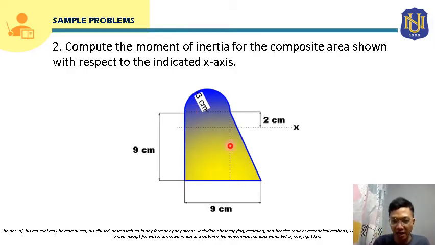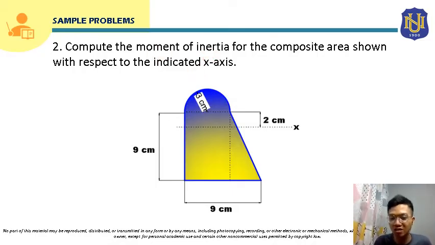This is a rectangle, wherein its base is actually the diameter of this semicircle, so this will be 6 centimeters. We also have a semicircle and a triangle. We are going to solve for the moment of inertia of each geometric shape with respect to this x-axis, so we are going to apply the transfer formula, since the centroids of these areas have a distance d to this x-axis, which is the reference axis.